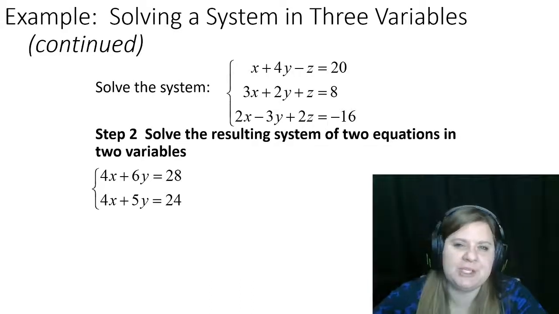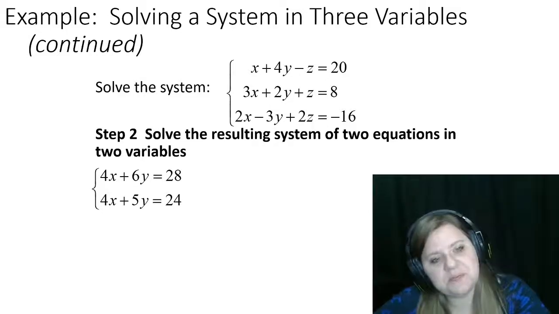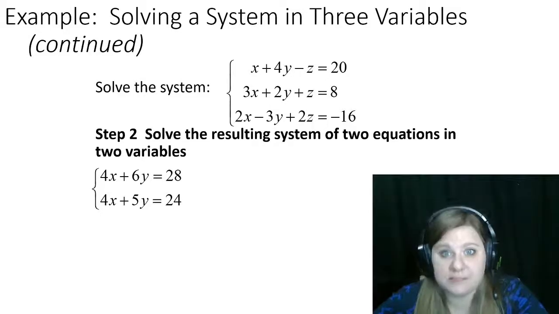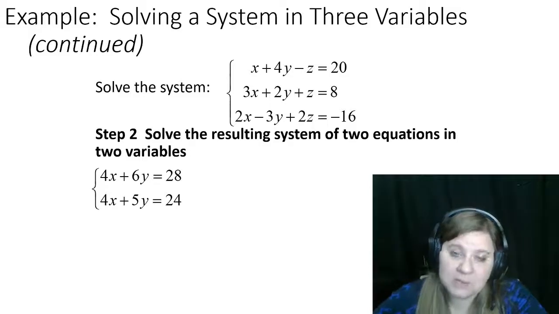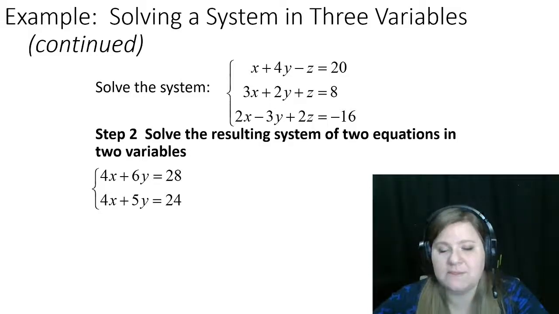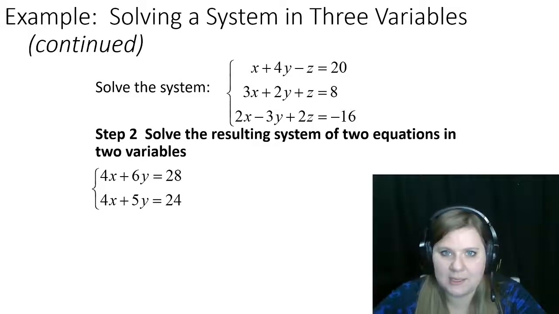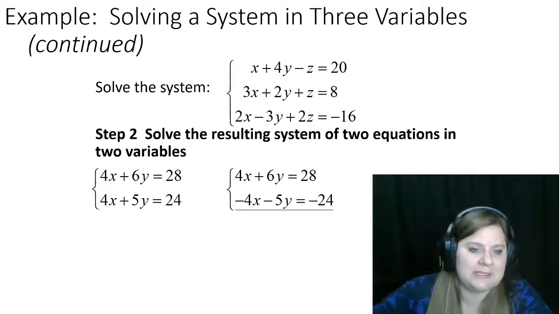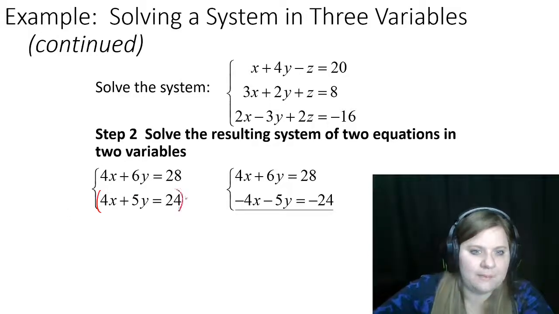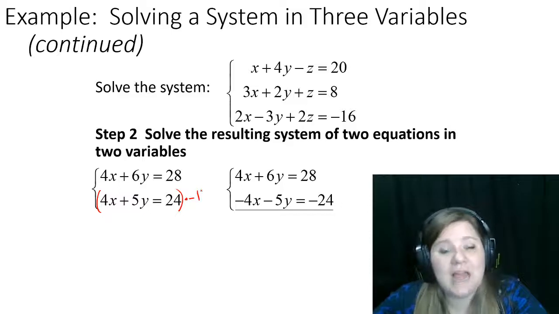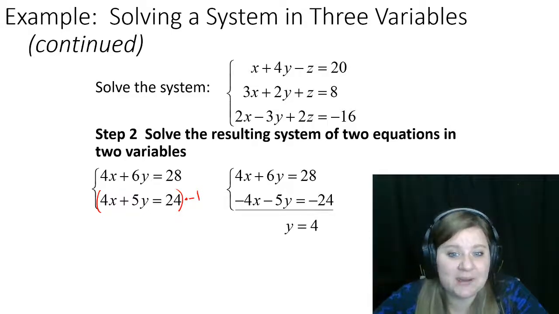Probably I would say by addition is easiest, because if you look at this, you're going to notice that the coefficients of x match. They're both positive, so we want them to be one positive, one negative. So I'm just going to multiply the second equation through by -1. Then I'll add my two equations together, and I end up with y equals 4.